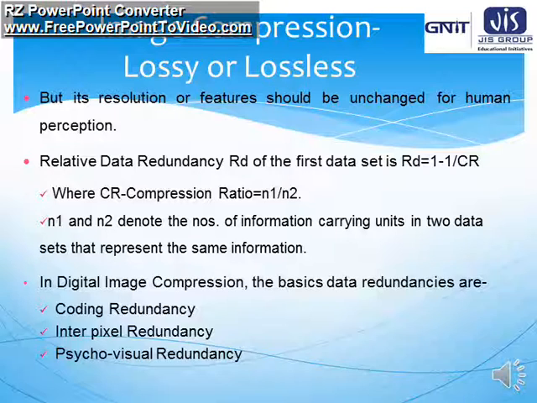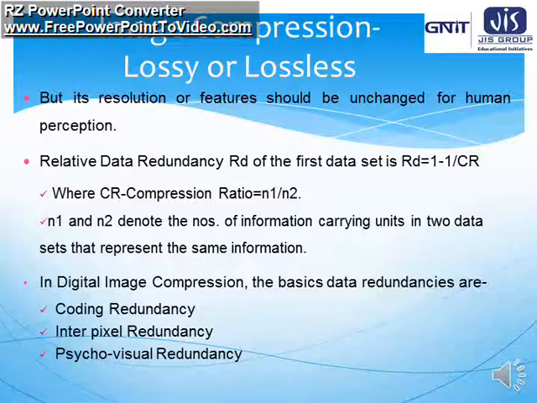Here two terms are very important, which are lossy and lossless. So for image compression, lossy or lossless image compression is very much important. It is all about the resolution. Its resolution or features should be unchanged for human perception.